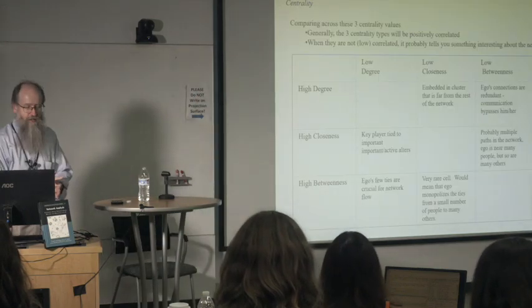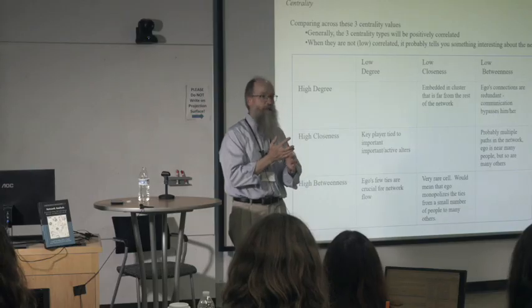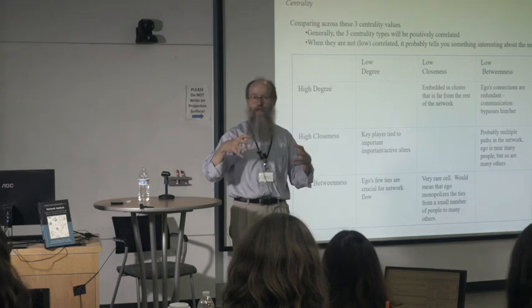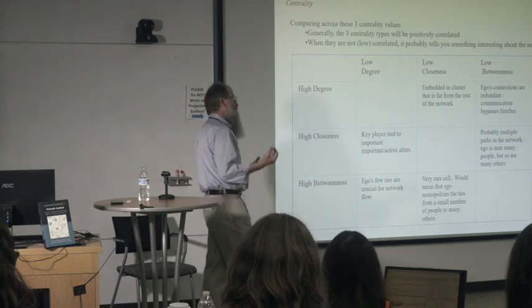Okay. So the reason I focus on these three is that I like thinking of them in combination. Degree gives you local volume. Closeness gives you your overall reach to everyone else. And betweenness gives you your ability to monopolize flow in the network. Combined, they tell you something really interesting about the position of a node in the network.